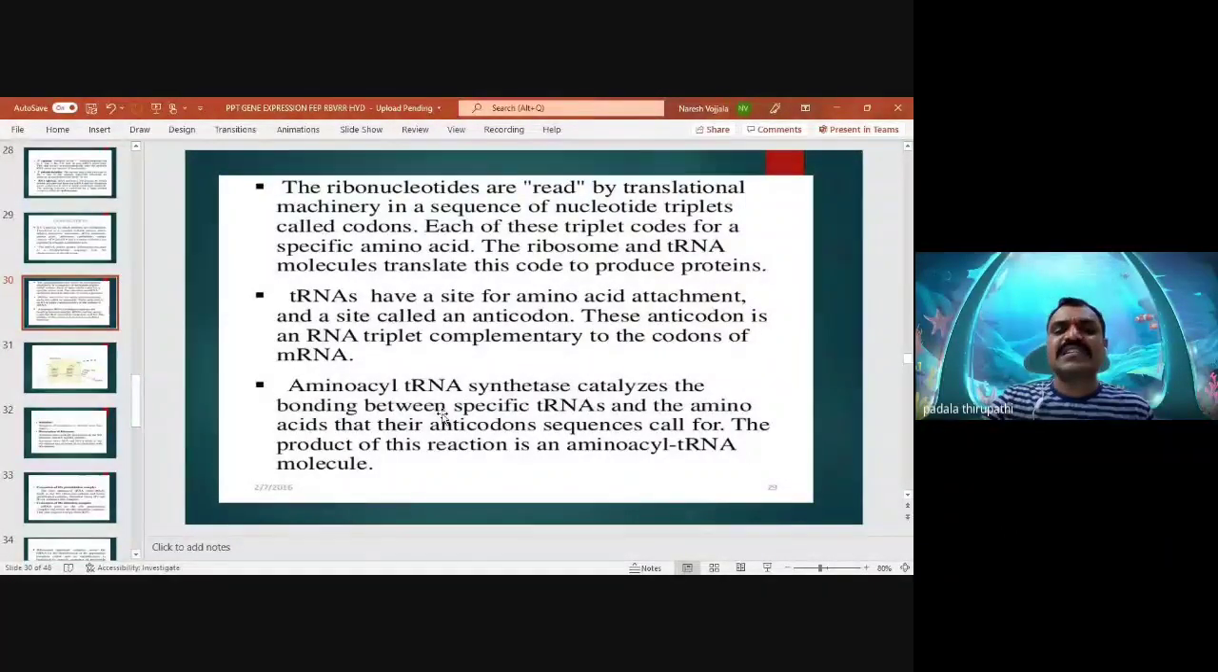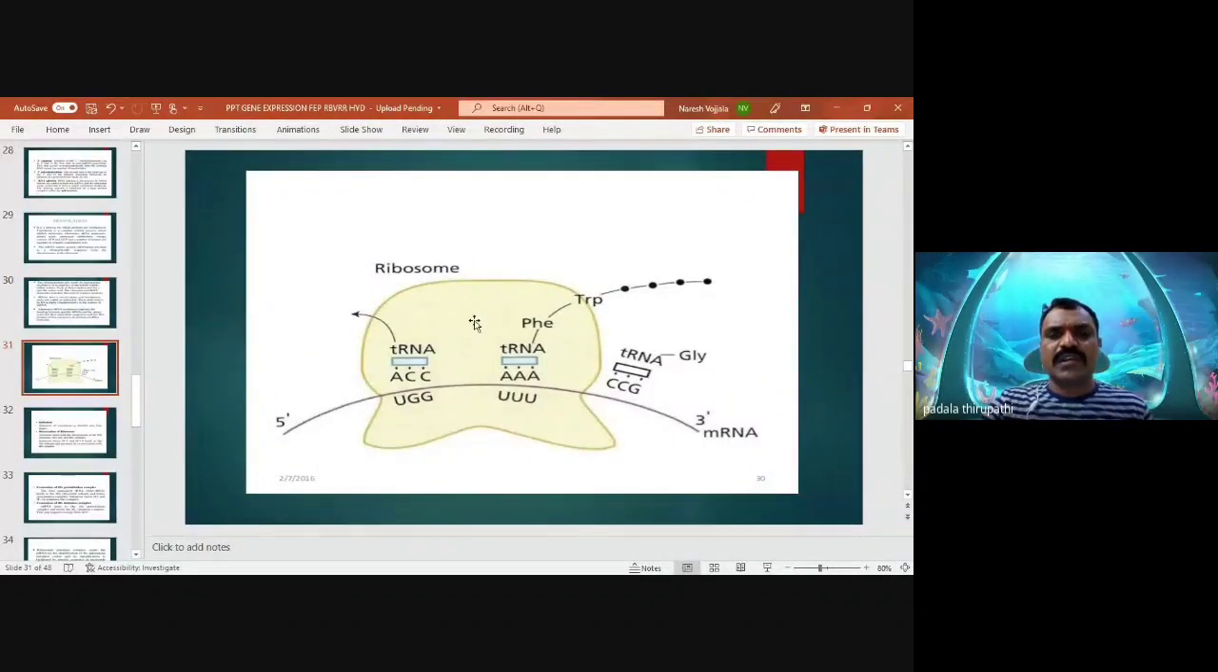Then amino acid tRNA synthetase catalyzes the reaction. This is an enzyme, my dear friends. Amino acid tRNA synthetase catalyzes the bonding between specific tRNA and the amino acids that their anticodon sequences call for. The product of this reaction is an aminoacyl tRNA molecule. This is nothing but charged tRNA.